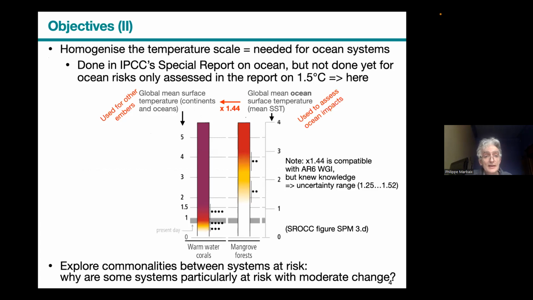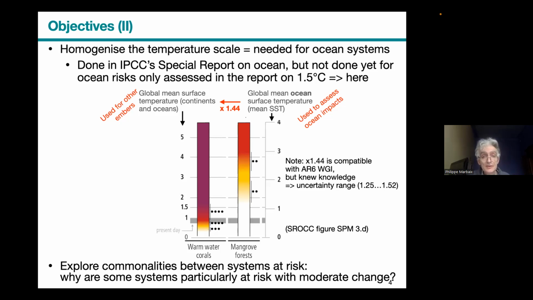A specific difficulty that I have to mention is that for the ocean related risks, these were assessed with respect to sea surface temperature, I mean the temperature of the water only in oceans. So to compare that to risk related to land systems, one has to convert the temperature of oceans to an equivalent temperature that occurs at the same time for the global mean over the entire planet. And that was done for the first time in the ocean report with two vertical axes, as I show here on the figure. This implied a multiplication factor of 1.44 from one temperature axis to the other.